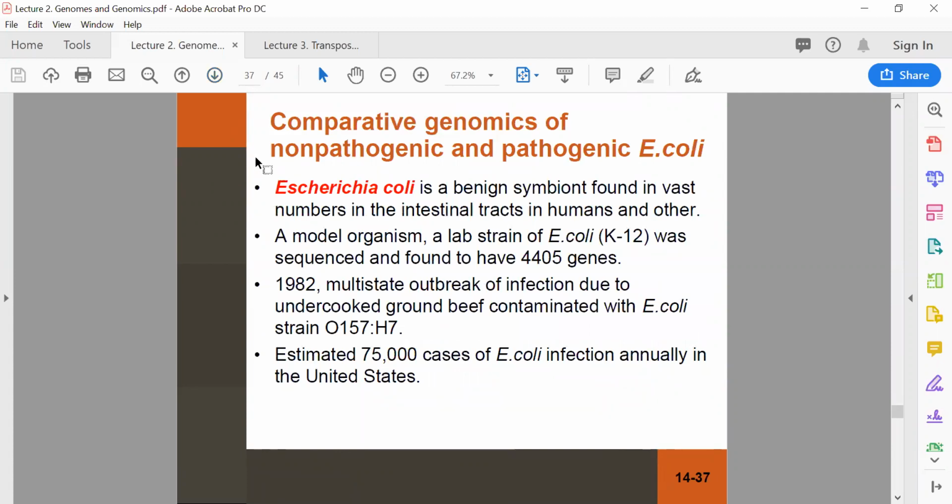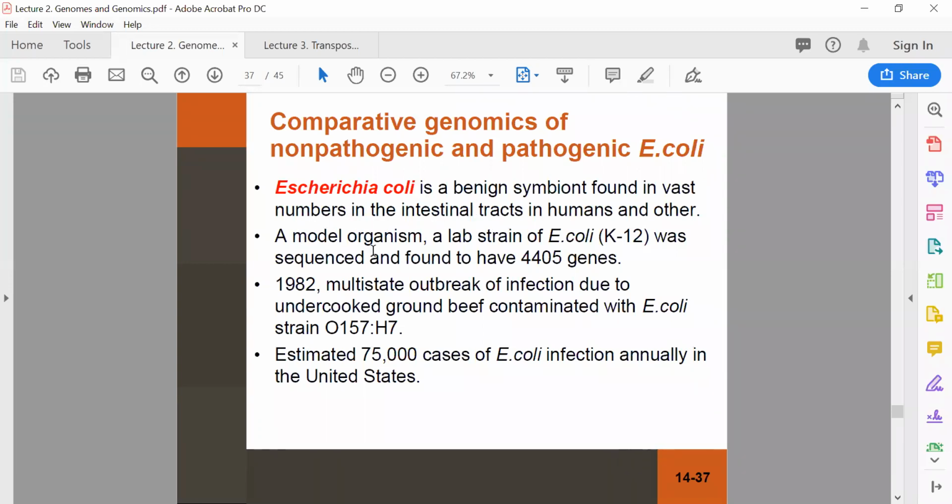All right, let's look at a really interesting example of where they actually used comparative genomics to compare the DNA from non-pathogenic E. coli and a pathogenic strain of E. coli. So we're all familiar with E. coli, Escherichia coli. It's normally benign. It's a symbiont, that is, it's found in huge numbers in the gastrointestinal tract, not only in humans, but in lots of different animals. So it doesn't normally cause any problem. In fact, it's very useful as one of our gut bacteria.